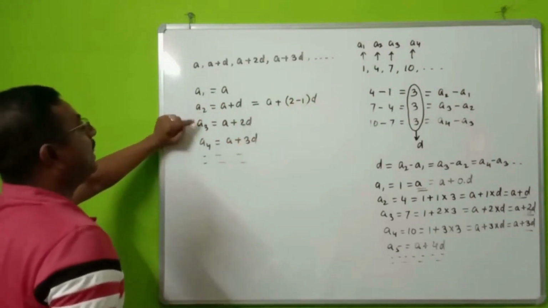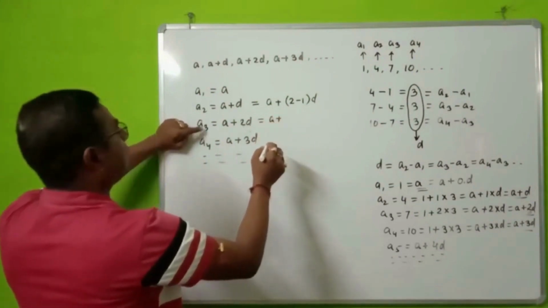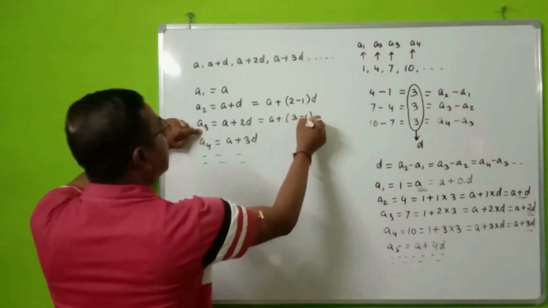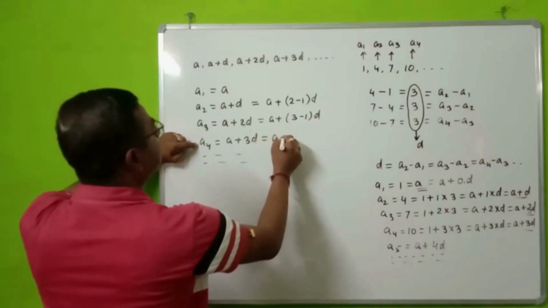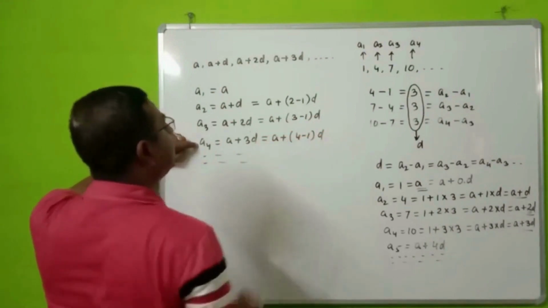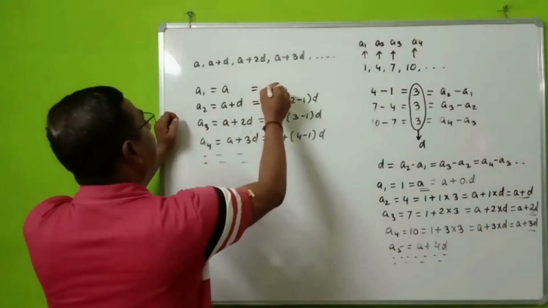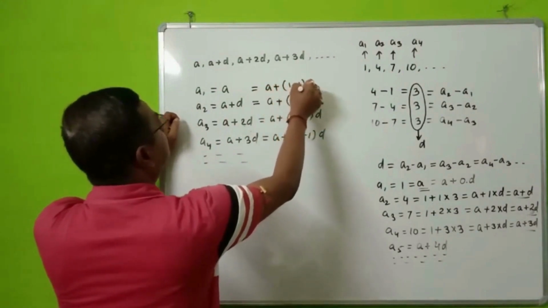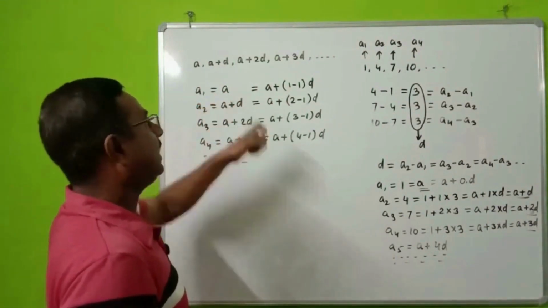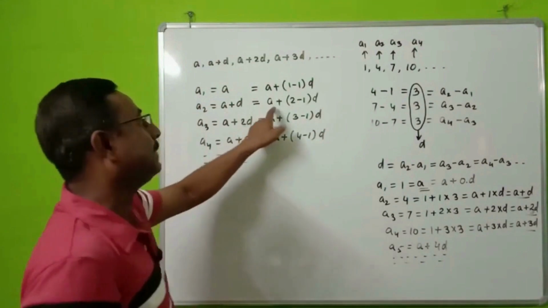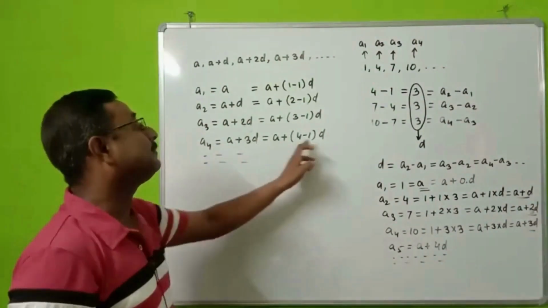Correct or not? Same way, the third term can be written as a plus, in terms of the number of the term, it is the third term, so 3 minus 1 into d. In the same way, a4 can be written as a plus 4 minus 1 into d, correct? If we follow this pattern, the first term can be written as a plus 1 minus 1 into d. So a1 is a plus 1 minus 1 into d, a2 is a plus 2 minus 1 into d, a3 is a plus 3 minus 1 into d, a4 is a plus 4 minus 1 into d.